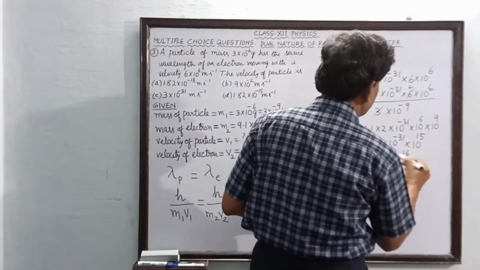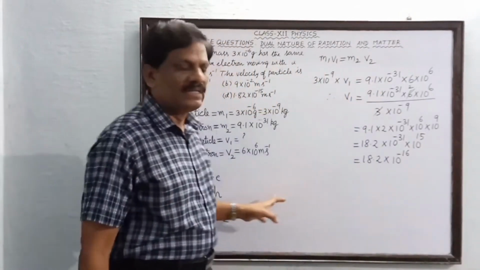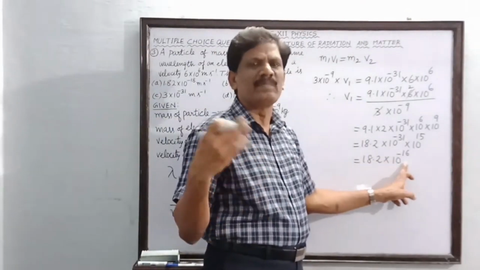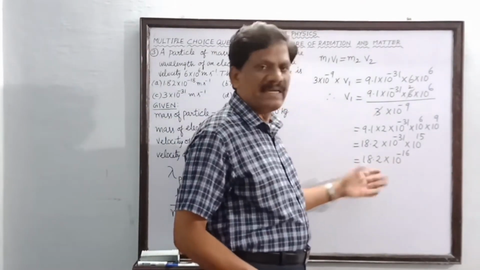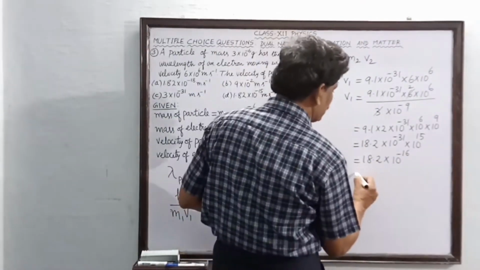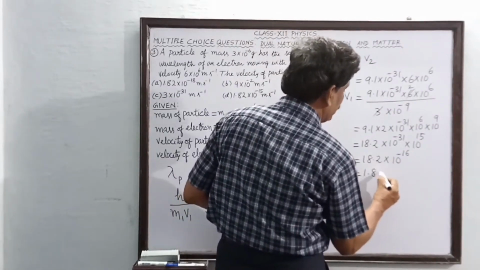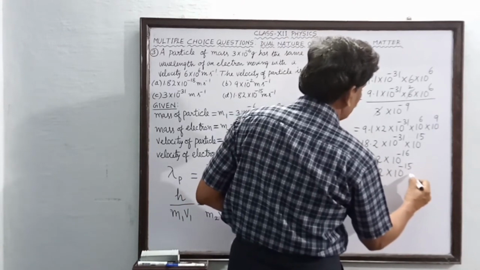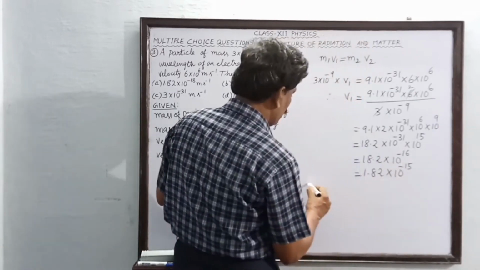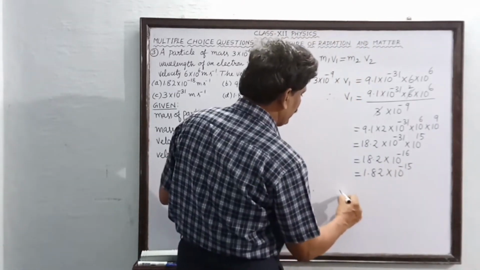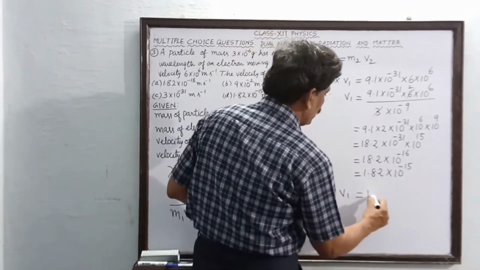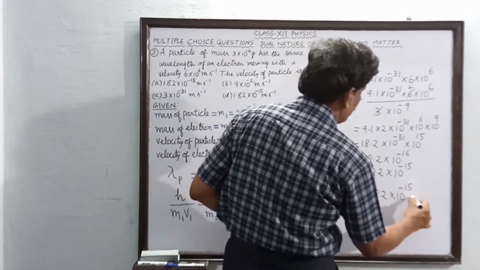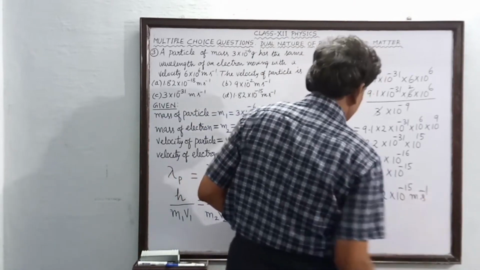Now this minus 16, if you adjust as 10 power minus 15 into 10 power minus 1, one decimal digit can be shifted forward. So this is equal to 1.82 multiplied by 10 to the power of minus 15. Okay. Therefore, the velocity of the particle v1 is now equal to 1.82 into 10 power minus 15 meters per second.